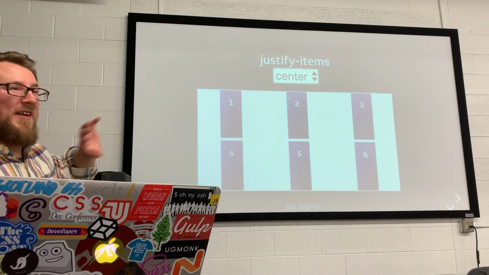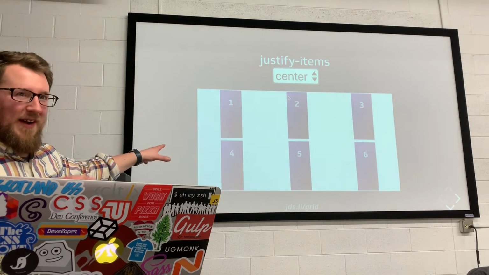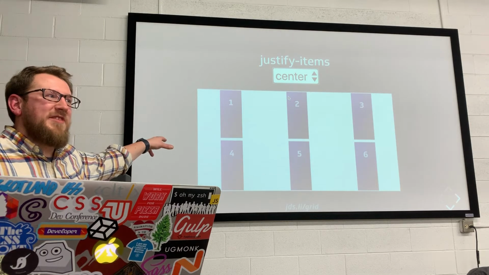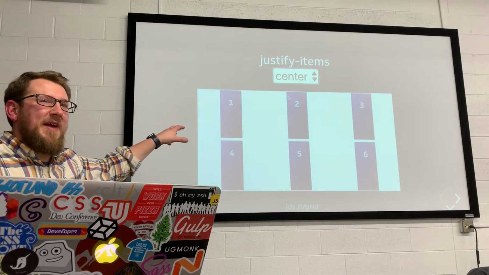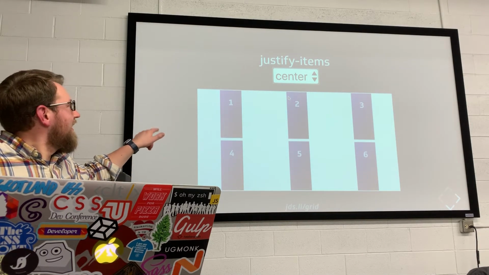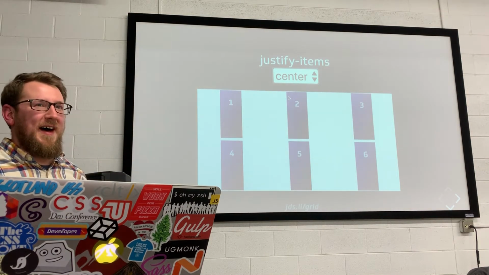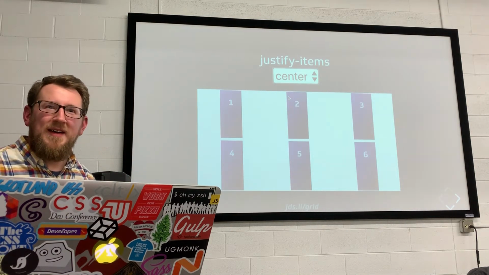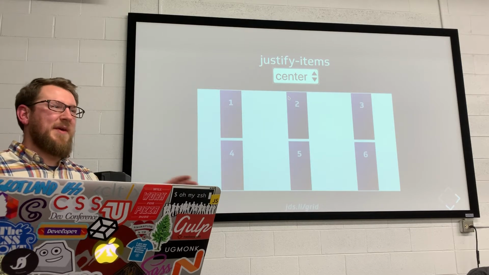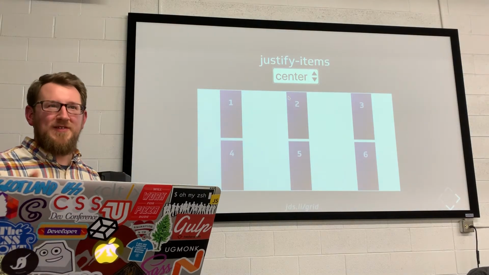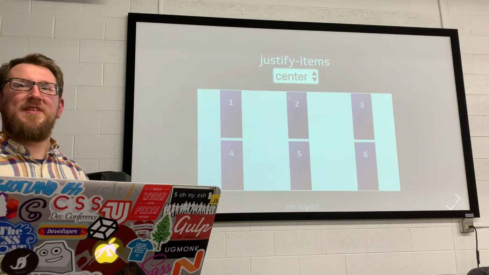Incidentally, since all of our measurements are the same and we're using 3 even columns, justify items center does visually the same thing as justify content space around. That's coincidental. That's not like a math thing you can bet your life on. If you changed your grid measurements and had some at different widths, it wouldn't do that. But since we're using even columns, coincidentally, that happens to line up.